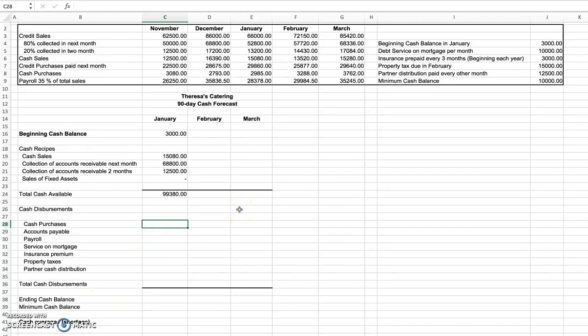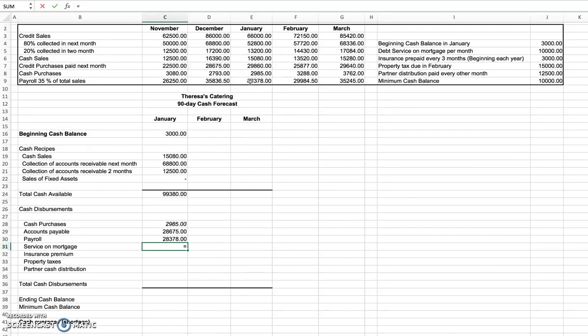Cash purchases. What did we spend in cash in January? We have cash purchases of $2,985 here. Accounts payable. In this case, this is the money that is owed from our previous month, the credit that we purchased in December. Now it's actually due in January. So we're going to take a look at our credit paid next month, and our payroll. Our payroll is simply the amount that we have to pay for our staff in January.